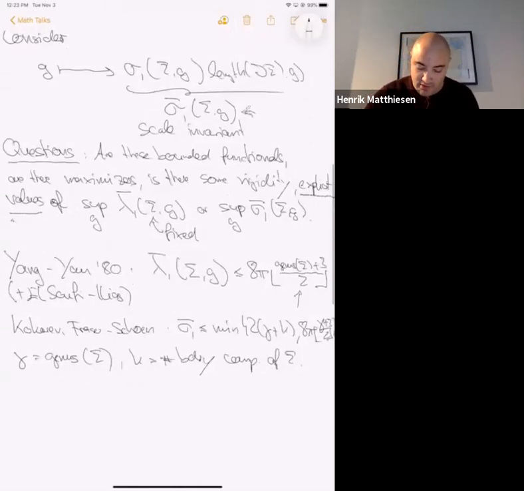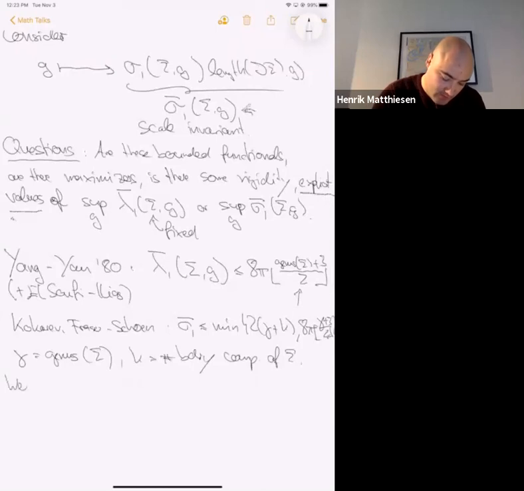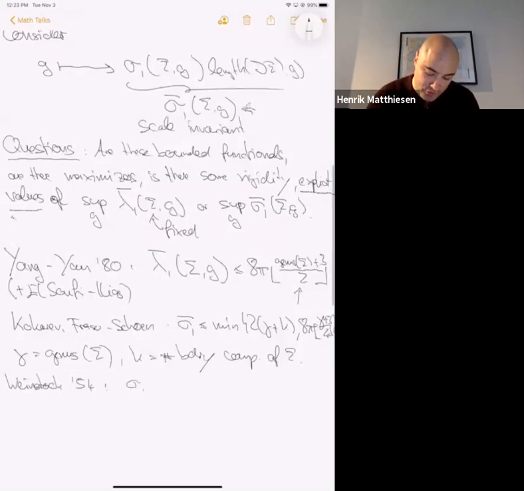I think the earliest work is one by Weinstock in '54, where he actually computed this. He showed that if you look at the case of the disk, then you're always at most the value you have at the flat disk. So that is at most 2 pi, and of course this is achieved at the flat disk.